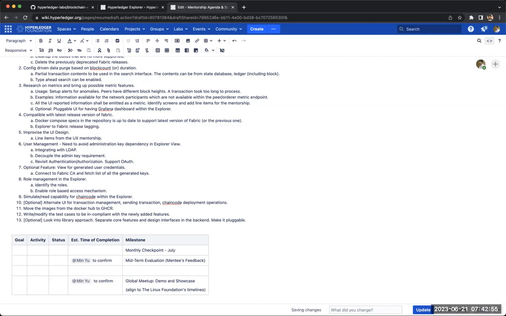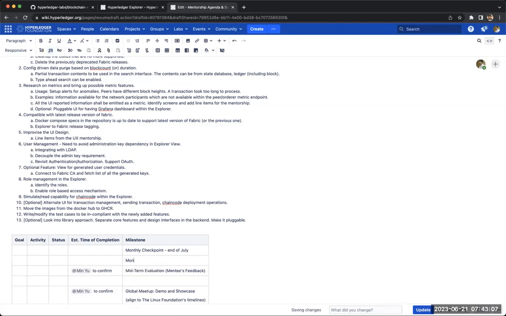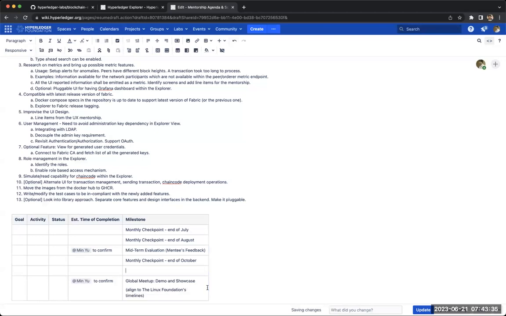So starting July, we can schedule it for the last week of July. And I believe August would also happen that way. For September, it could be the midterm evaluation for the mentee. And for October, it could be again a monthly checkpoint. November will have one more monthly checkpoint, and December, maybe we can keep for the final demo and the global meetup. So every month we'll have a checkpoint, and then alternate months we'll have the midterm evaluation and the final evaluation.